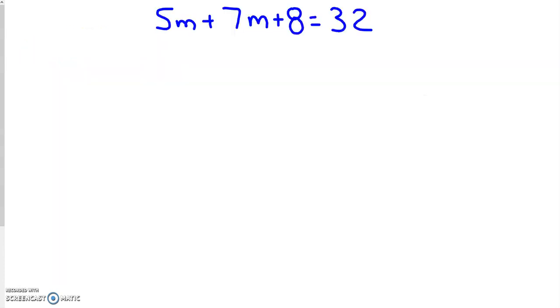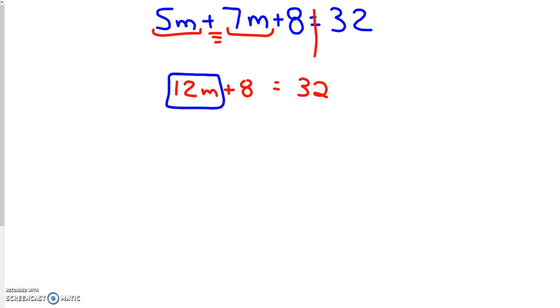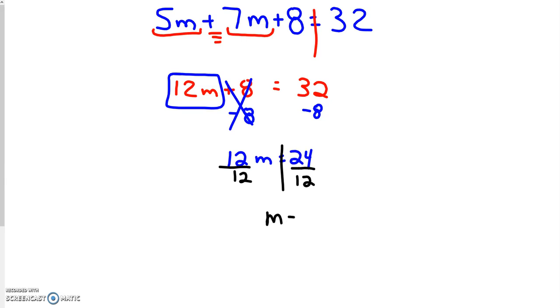So here's an example one for us. When I combine like terms, they have to have the same variable. In this case, 5m and 7m. It says add them together. So that's 12m plus 8, and that will equal 32. I'm going to undo addition and subtraction. I'm going to subtract 8. Last, I'm going to undo multiplication and division by dividing by 12. That leaves me with m equals 2.